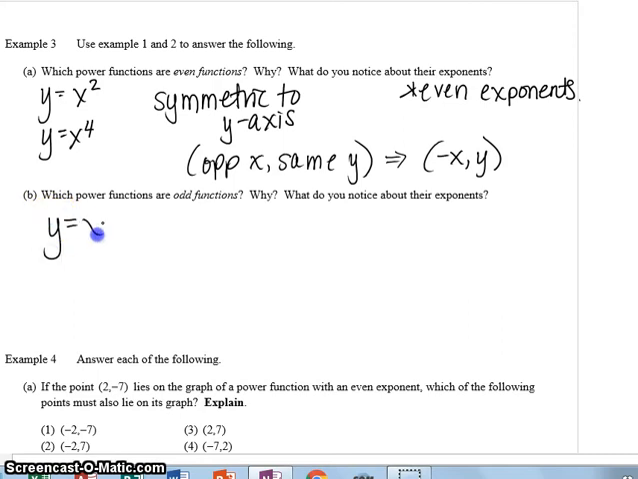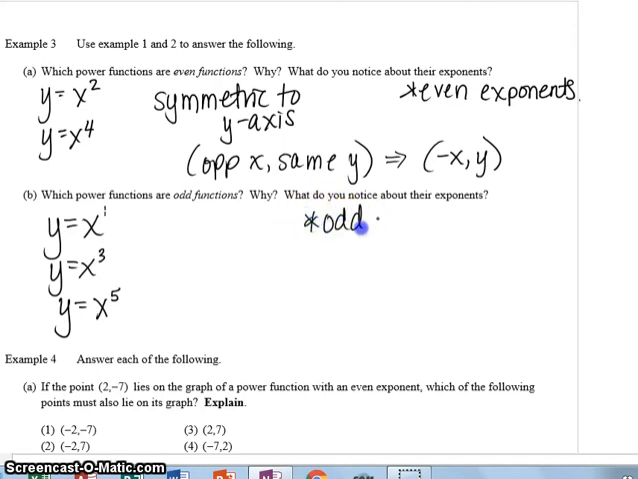Well, if you guessed, it's going to be y equals x. Remember, that has an imaginary power. Well, it's not really imaginary. We just don't write the script of to the first power. So y equals x, y equals x cubed, and y equals x to the 5th. Again, x to the 7th, x to the 9th also counts. Why, what do you notice about their exponents?